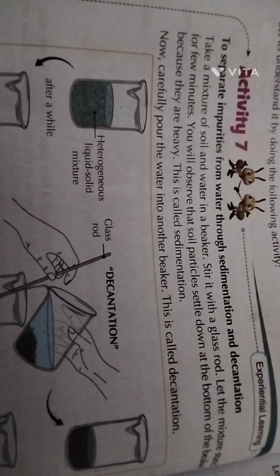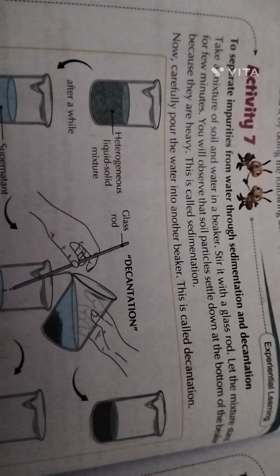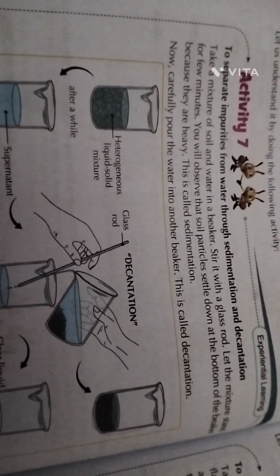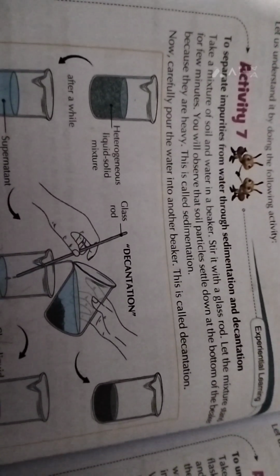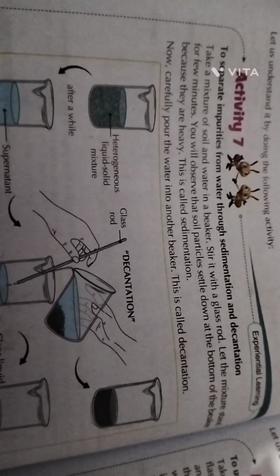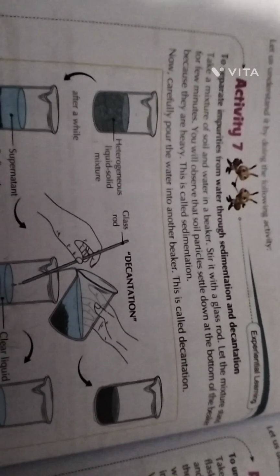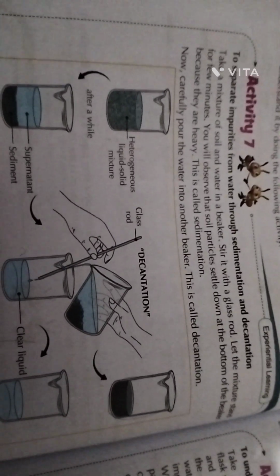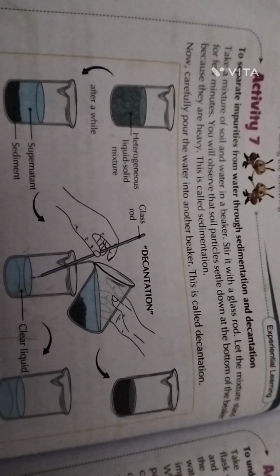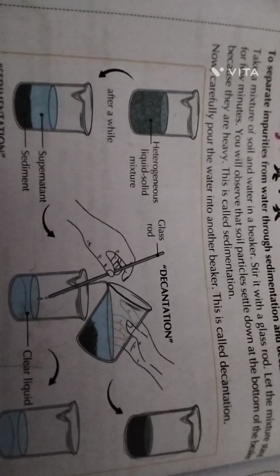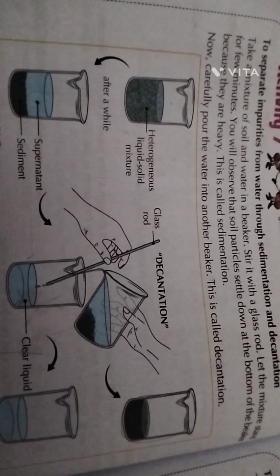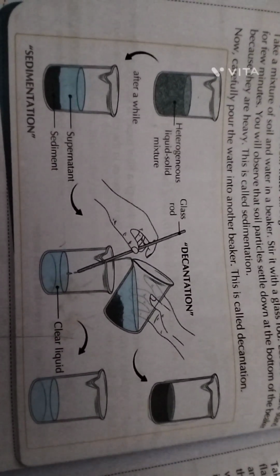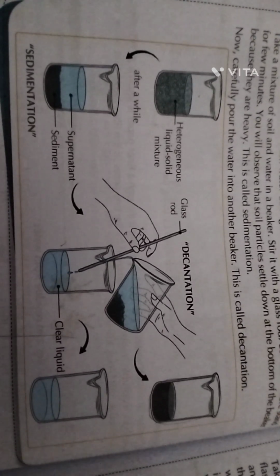Activity 7: to separate impurities from water through sedimentation and decantation. Take a mixture of soil and water in a beaker, stir it with a glass rod. Let the mixture stand for a few minutes. You will observe that soil particles settle down at the bottom of the beaker because they are heavy. This is called sedimentation. Now carefully pour the water into another beaker. This is called decantation. Heterogeneous liquid-solid mixture, glass rod, decantation, sedimentation, clear liquid.